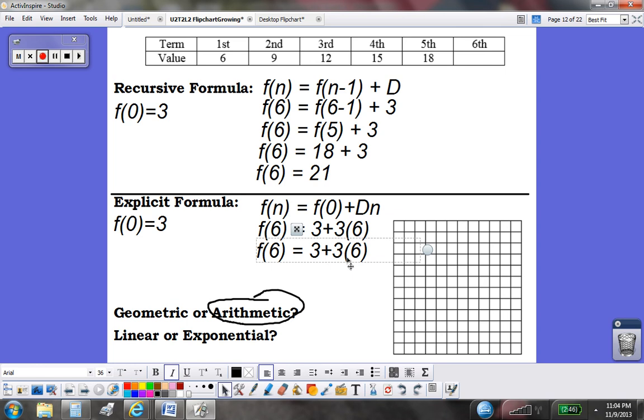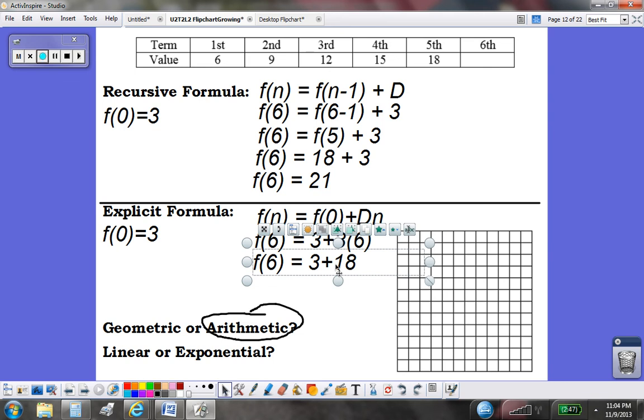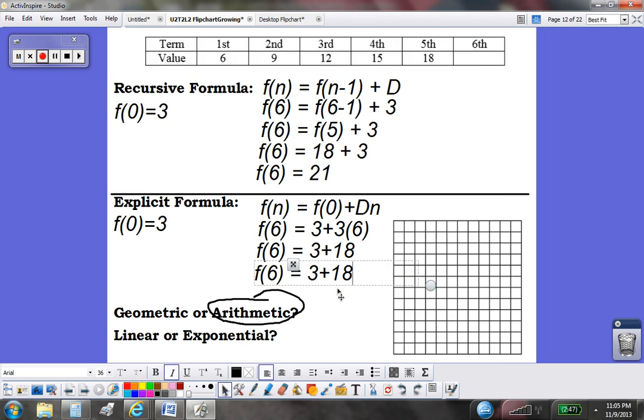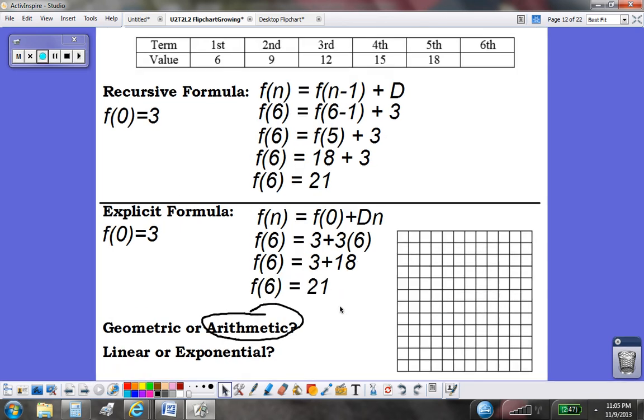So the question now here is, what do I do first? And remember, this just goes back to your pre-algebra skills of order of operations. 3 plus 3 times 6. What do you do first? Multiplication before addition, PEMDAS, right? Multiplication, division, addition, and subtraction. So I'm going to go ahead and multiply 3 times 6, which is 18. And then you can see that it's pretty much the same ending that I had up here. 18 plus 3, 3 plus 18, same thing, 21. There. Alright, so I got my 6th term using the explicit formula.